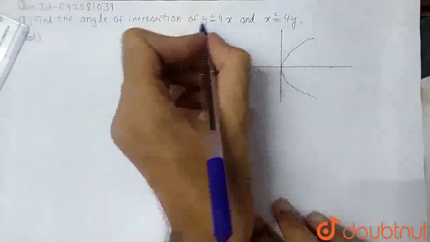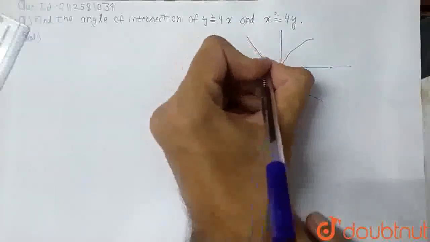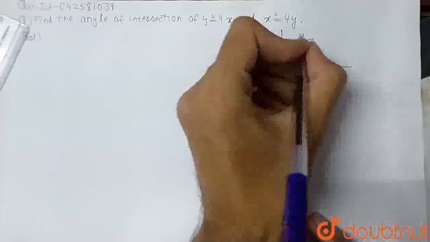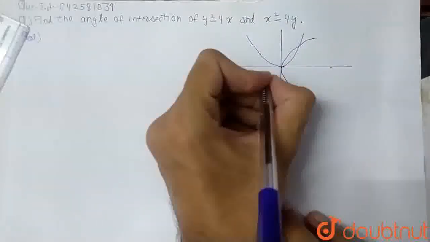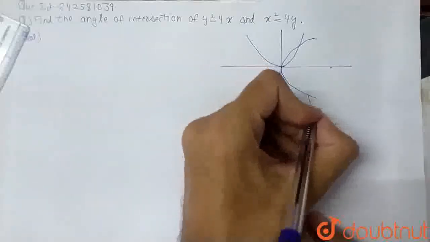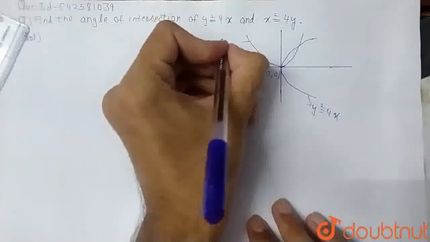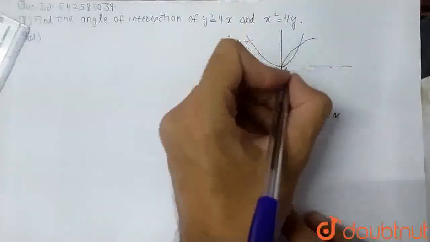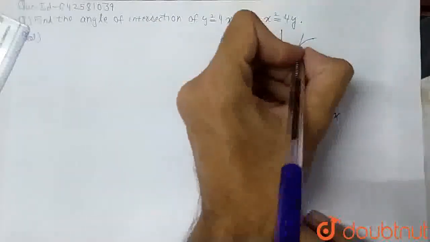And we have another curve, x square is equal to 4y. So this is x square is equal to 4y. Okay, so these are the two curves, and this is the intersection point, which is 0, 0. This curve is y square is equal to 4x and this curve is x square is equal to 4y. We have two intersection points: one is our origin and another is this point.